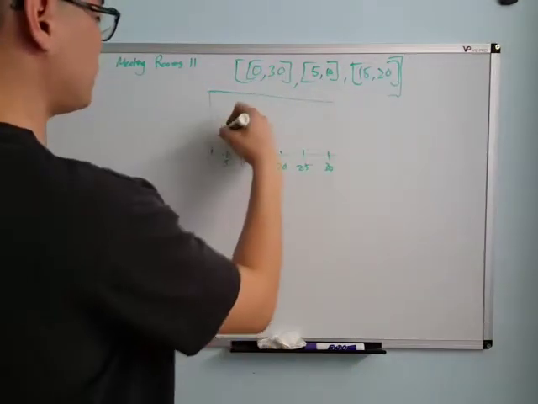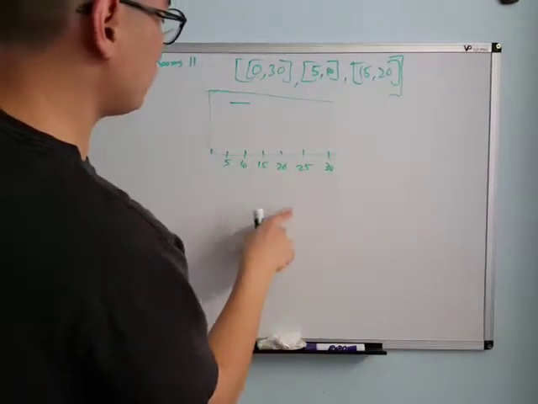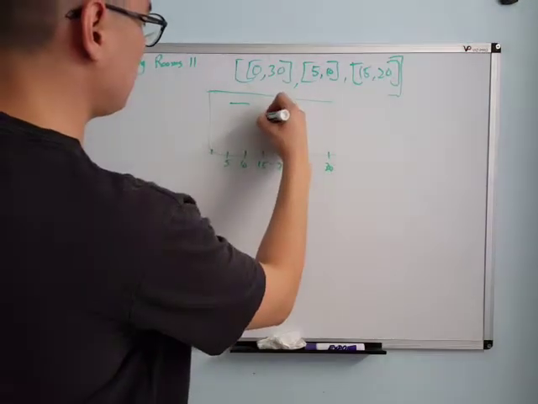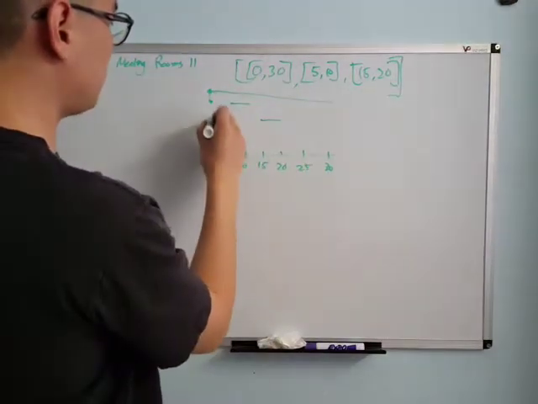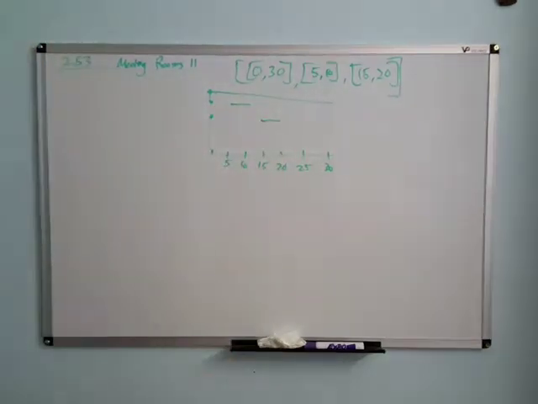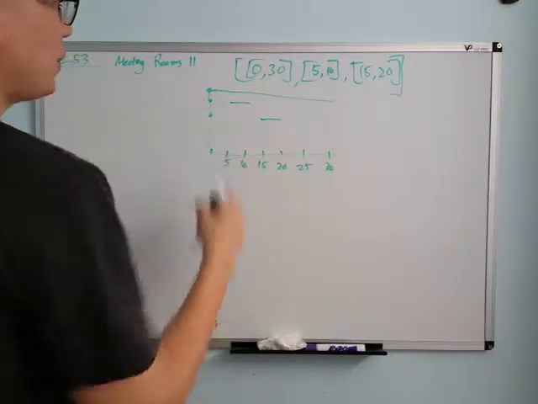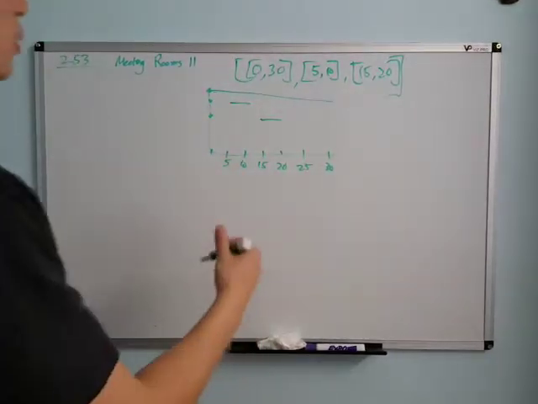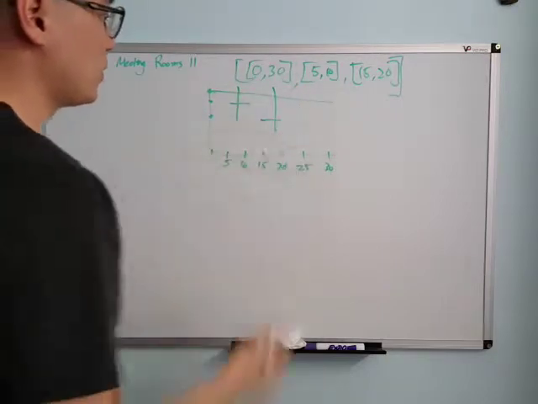5 goes from 5 to 10, and then 15 to 20 goes here, right? So we'll have 1 here, 1 here, and then 1 here. 3 meetings total, and we can see that there's overlap here, but at any given time, there's only 2 overlaps, right? There's 1 here, and there's 1 here.